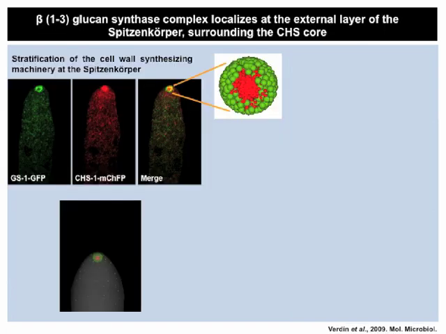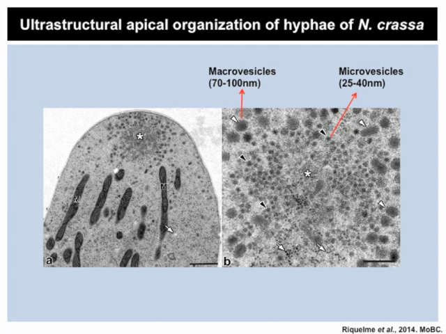And when we looked at glucan synthase, surprisingly, we saw that glucan synthase was found at the outer layer of the Spitzenkörper. So in this cartoon, you see chitin synthase, in this case tagged with mCherry, at the center, and in the outside, you have the vesicles that contain glucan synthase.